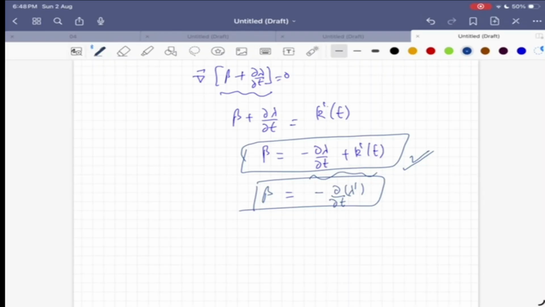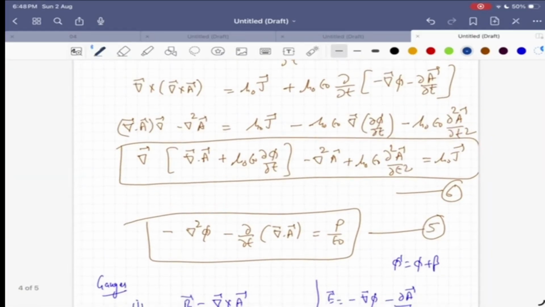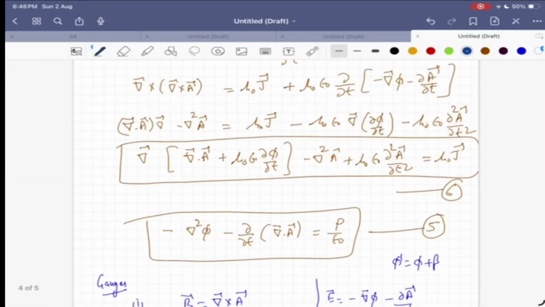Now the benefit of this is that if we look at these equations, specifically 5 and 6, 5 is still okay, but 6 seems to be a very complicated equation. It looks clumsy in its present form.